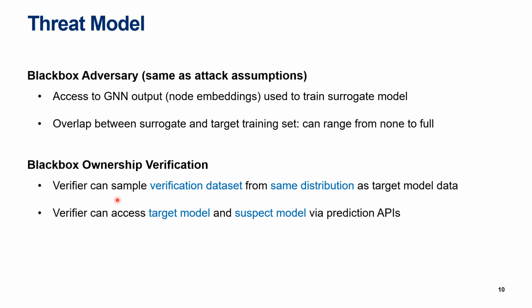i.e. that the verifier can sample a verification dataset from the same distribution as the target model data, but they need not have access to the exact data as the target model. And secondly, that the verifier can access the target model and suspect model via prediction APIs.